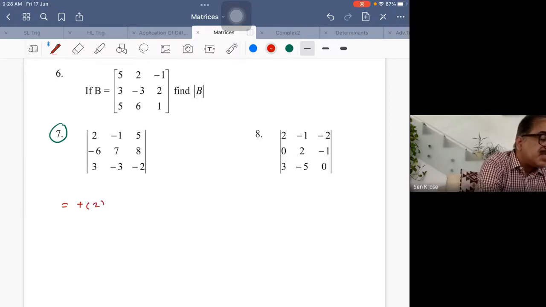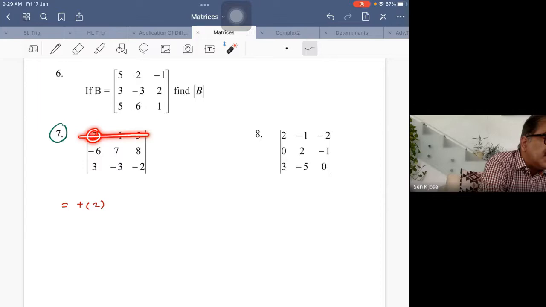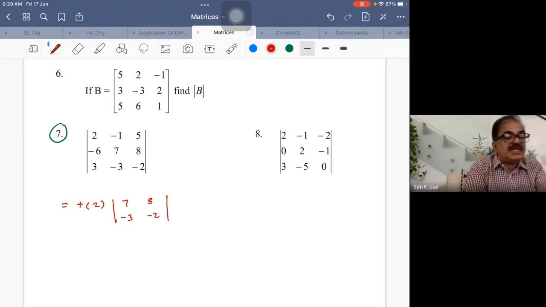Then I pick up the first element. Element is 2. I copied it here, 2. Then for the element 2, delete the row and the column it belongs to. You can see 4 different numbers there. And they are 7, 8, minus 3 and minus 2. That forms a determinant: determinant 7, 8, minus 3, minus 2. The next sign is minus, subtraction. Yes, that one good. Pick up the element from there.